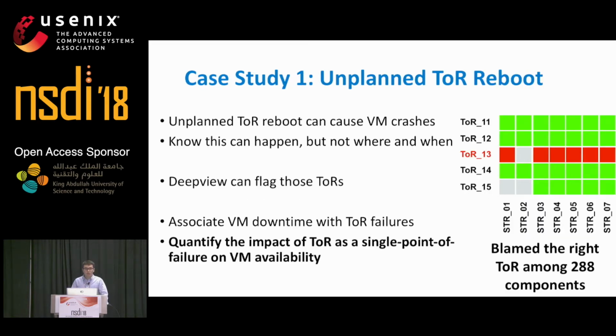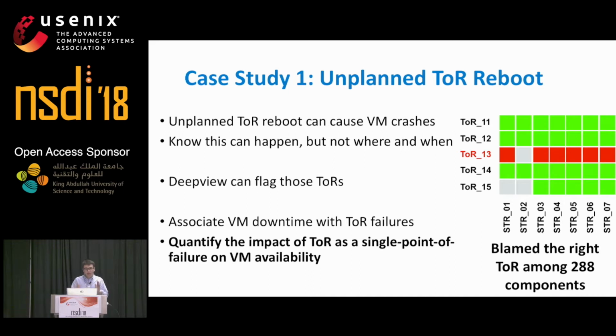Next, I'll talk about three concrete case studies of the kind of failures that Deepview is able to uncover in production. So the first case study concerns unplanned ToR reboots. We know that ToRs can reboot unexpectedly, which brings down a whole rack of VMs with it. While we know that this can happen, we don't know where and when it happens. Fortunately, Deepview is able to flag those ToRs as they crash. So the figure on the right here shows that in one small region, when a ToR crashed, Deepview is able to blame the right ToR among a total of 288 components.